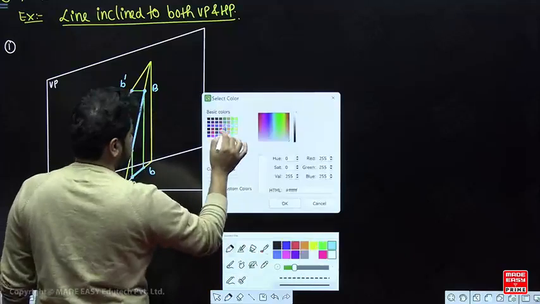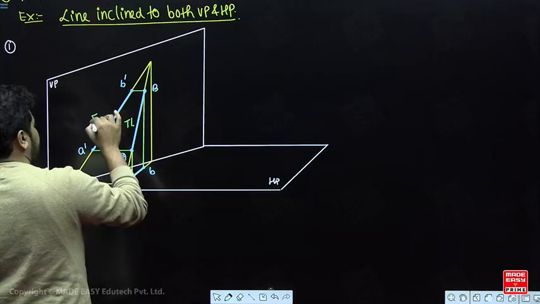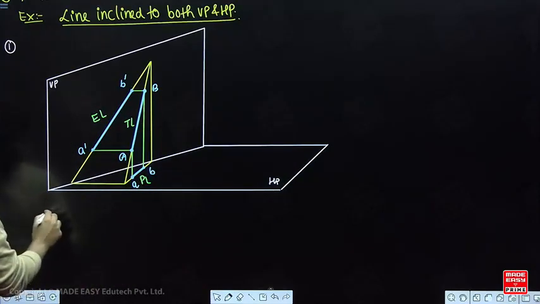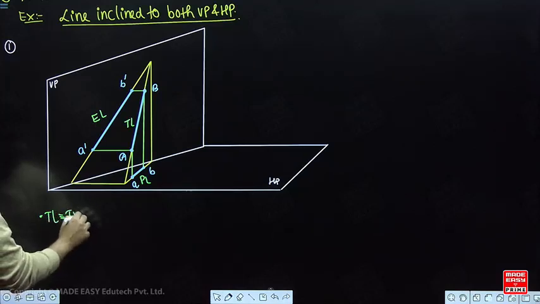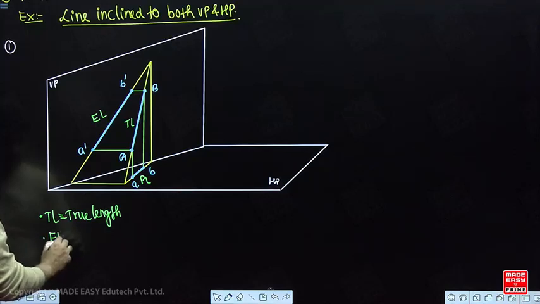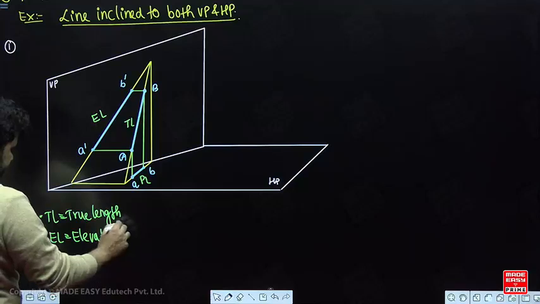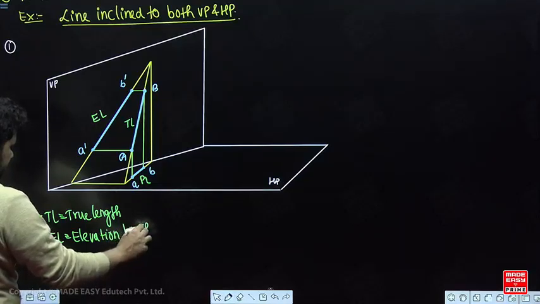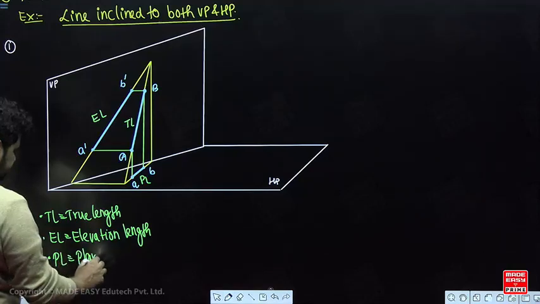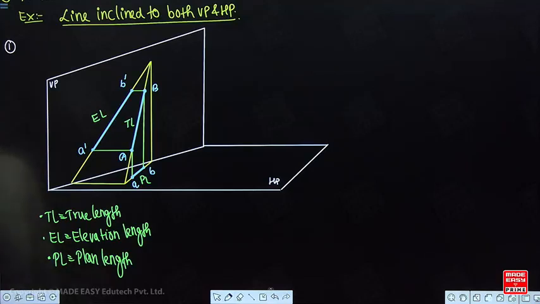Now this length is a true length, this is the elevation length and this is the plan length, right. So you can see that TL, we already know it is called as true length. EL, it is called as elevation length, correct, and PL, it is called as plan length. Correct? Elevation length and plan length.